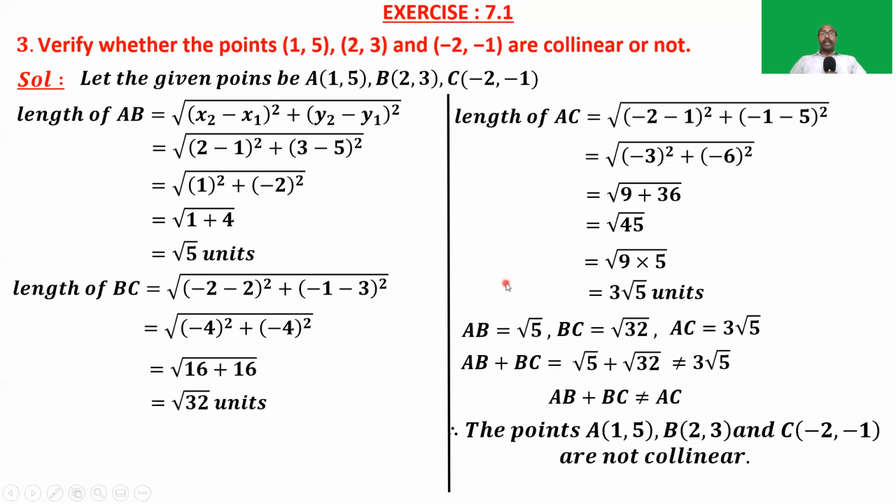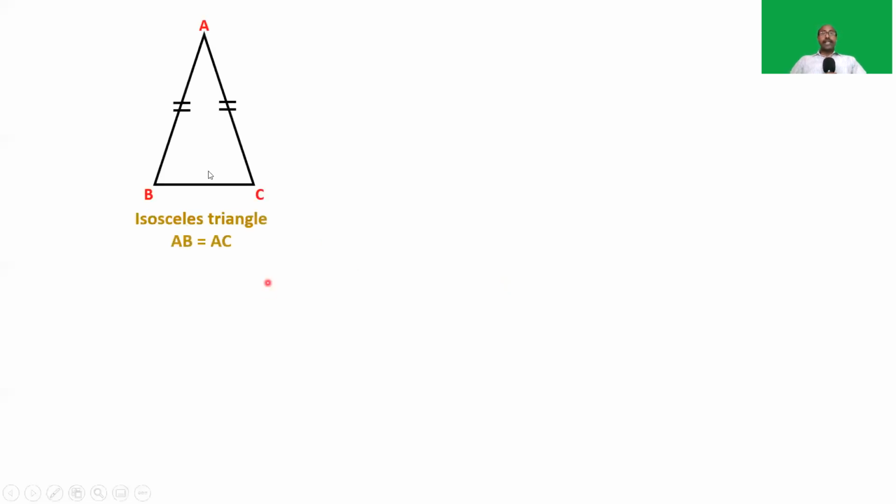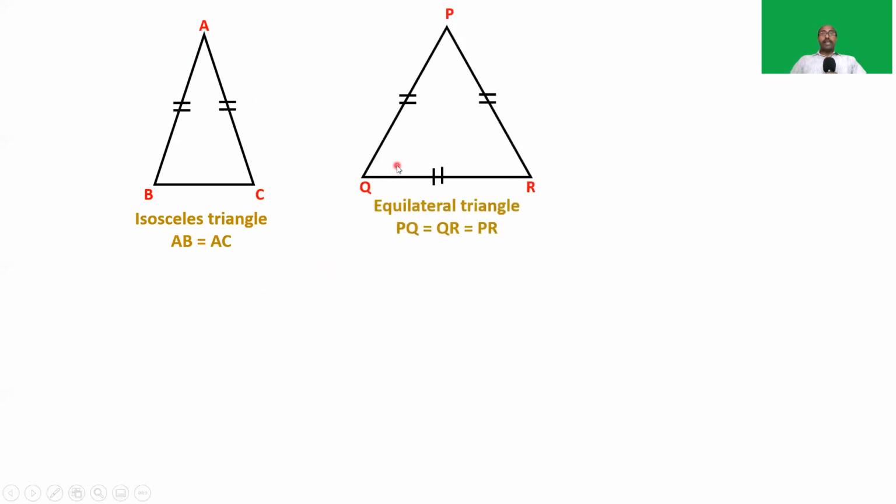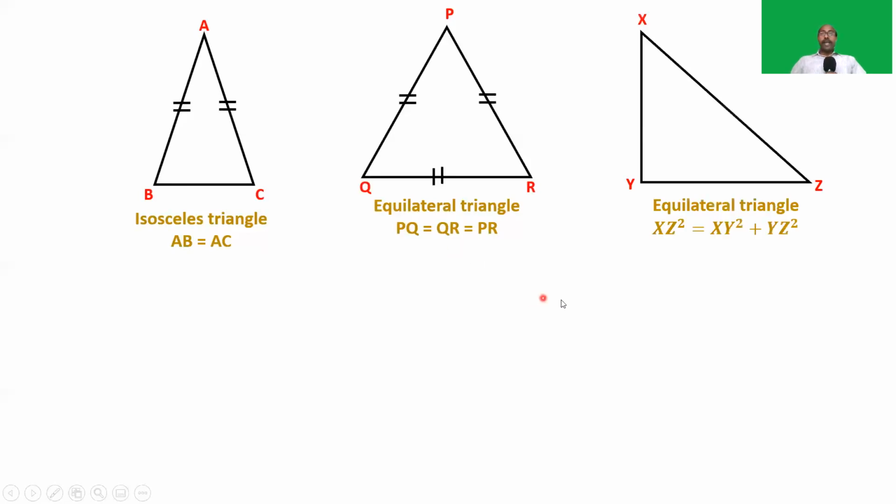Okay. And now before going to some more problems, we must recapitulate some points regarding geometrical figures. So in an isosceles triangle, we know that among the 3 sides, 2 sides are equal. And in this particular triangle, we have AB is equal to AC. And in an equilateral triangle, 3 sides are equal. If PQR is an equilateral triangle, then PQ is equal to QR is equal to PR.